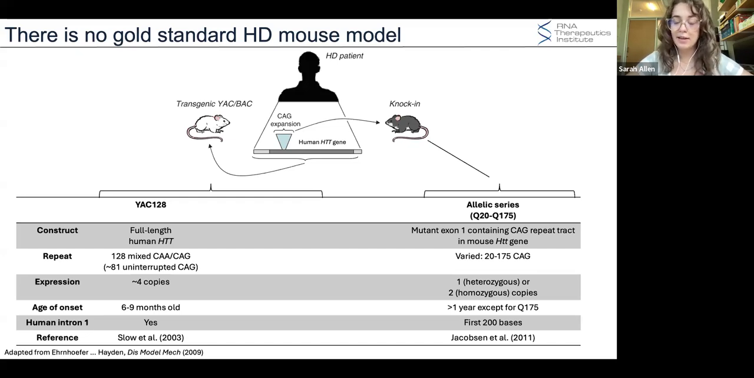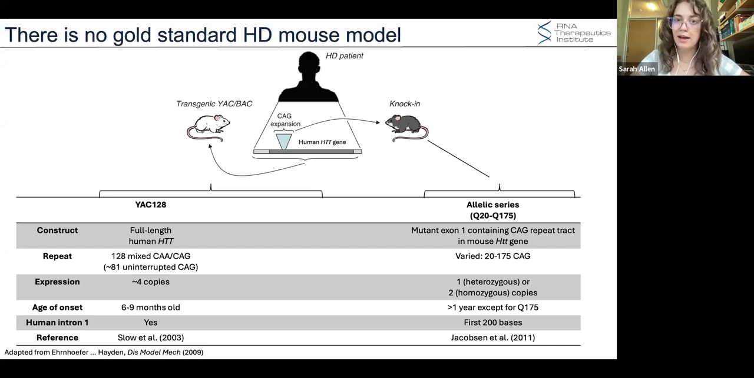However, the nice thing about these models is because they contain around 4 copies of the human transgene, we get a much earlier age of onset, between 6 and 9 months for disease phenotypes to set in. We also have a fully humanized intron 1, so we see really profound amounts of clustering due to both the high expression of the gene and the humanized intron.